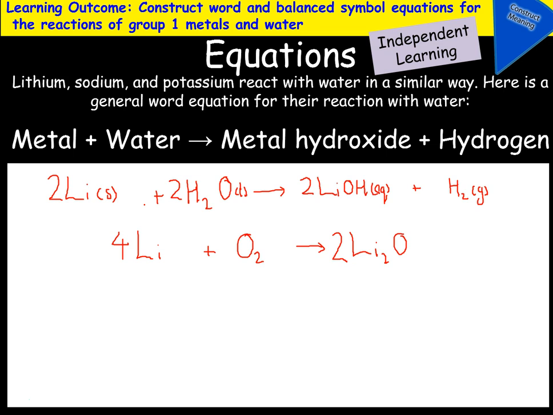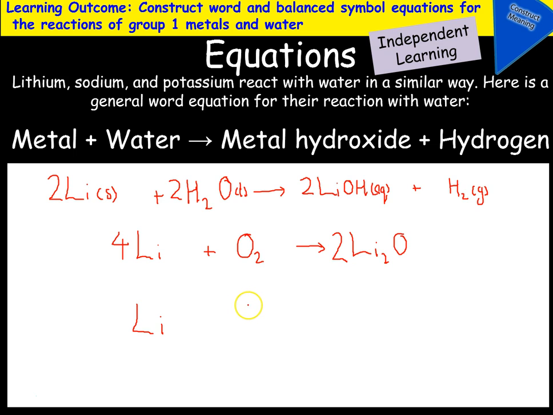If they asked you about rubidium and cesium, which are obviously elements that are lower down the group, the reactions are identical. That's the point you've got to remember. The only difference is they're going to be even more reactive. They're very dangerous, very explosive. So cesium plus water would give you cesium hydroxide and hydrogen.